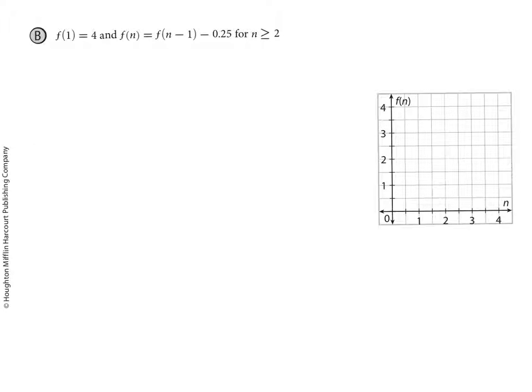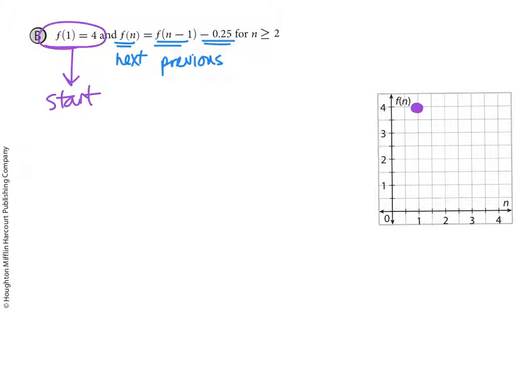All right, here's an example of one that looks a little bit funky. This is how we kind of understand this recursive formula. They are telling me to start and make my first term 4. So I'm going to find 1, 4, and that's going to be my starting point. That's my first term. And then what my formula says is that my next term is that previous term minus a half, or I'm sorry, a quarter.